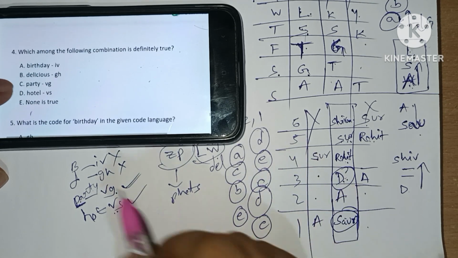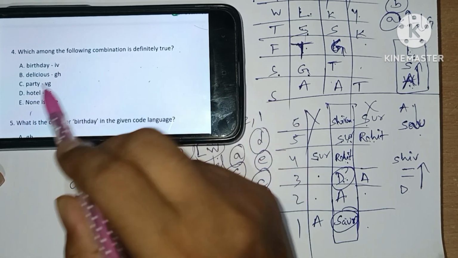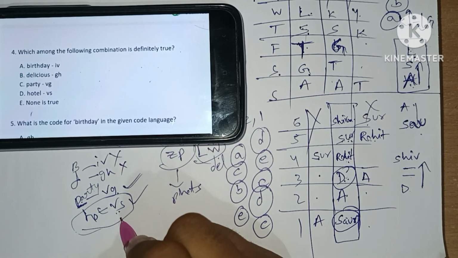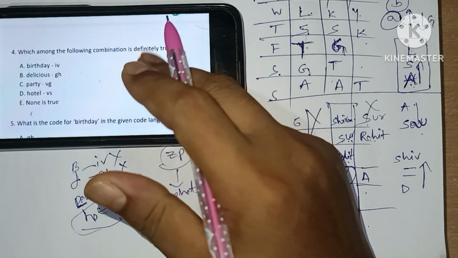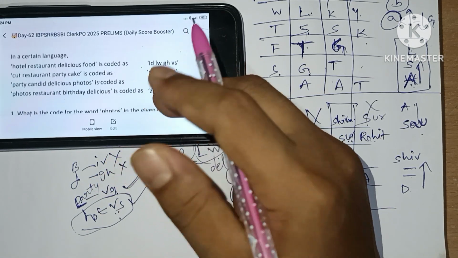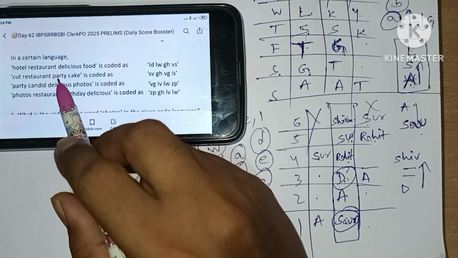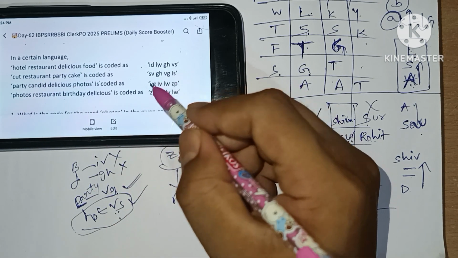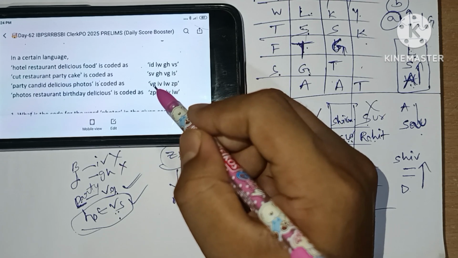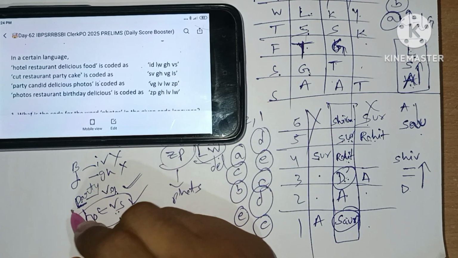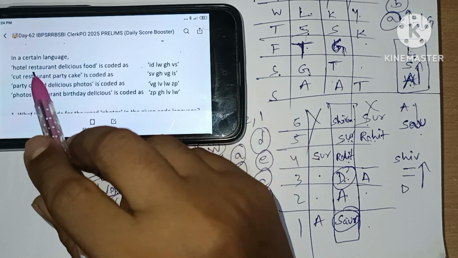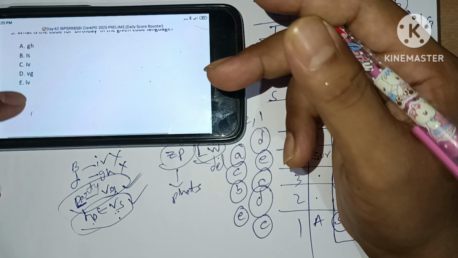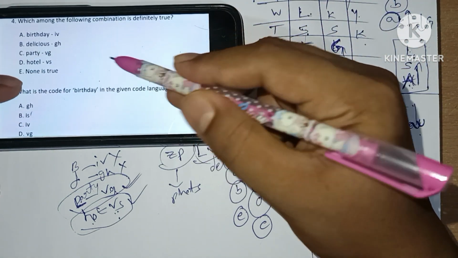We don't get the answer for this one, which is definitely true. Definitely true means we clearly get that this one is definitely true. Party must be VG. Is it true? Here is a party. Here is also party. Is there any other party? No. Common between these two is only VG. So it is also true. Both we get are true. Hotel VS. Okay. Let's see further questions. Maybe there is a typing mistake in this one or something.